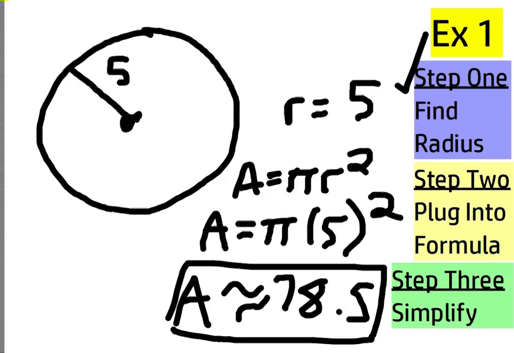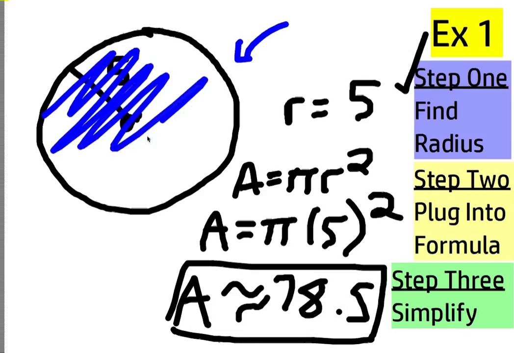Can we do one more? Yeah, that's fine. What is this question asking in terms of the picture? To find out the rest, not the circumference, the rest of the circle. The area. Okay, yeah, it's the shaded region.